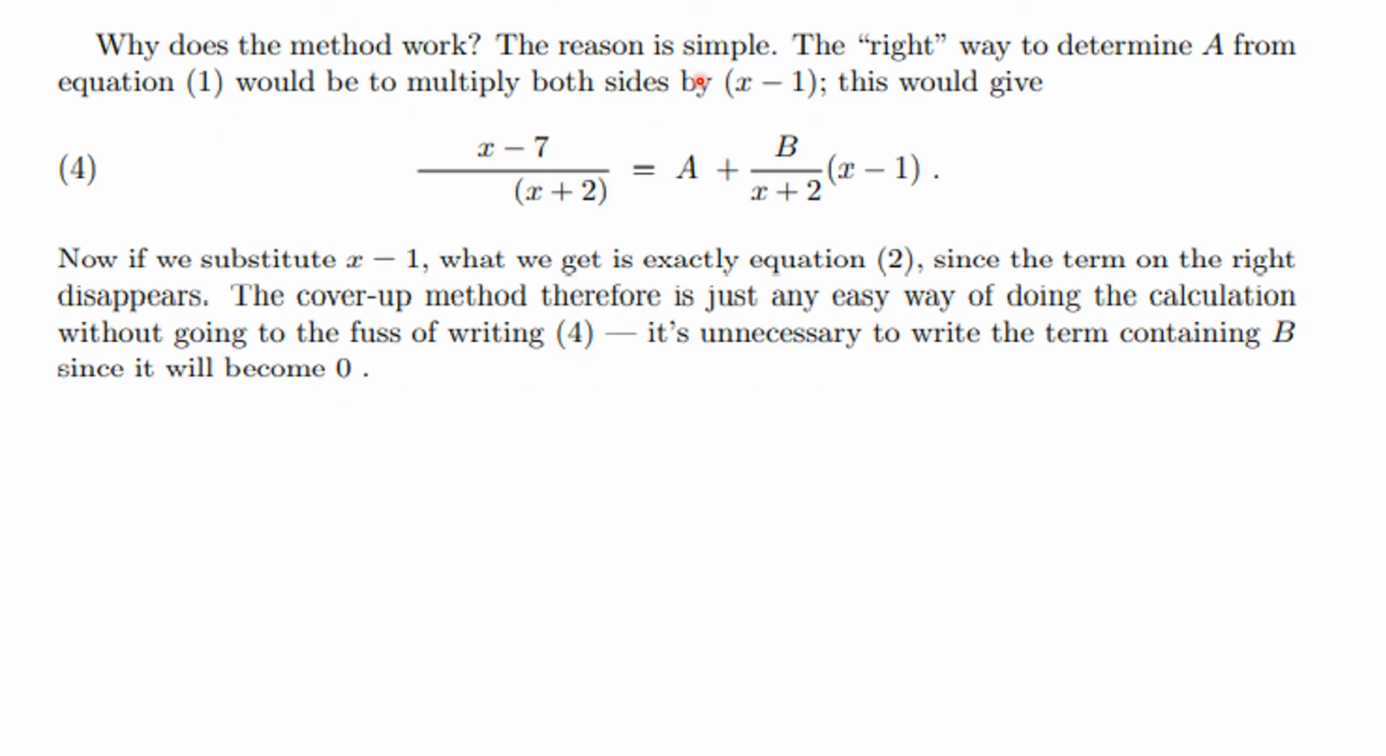Why does the method work? Well, it's simple. The right way, mathematically, to determine a from equation 1 would be to multiply both sides by x minus 1, giving us this. But now, if we substitute x equal 1, this will become 0, and so a is equal to what's left. The cover-up method, therefore, is just an easy way of doing the calculation without going to the fuss of writing this line. It's unnecessary to write the term containing b, since it will become 0.